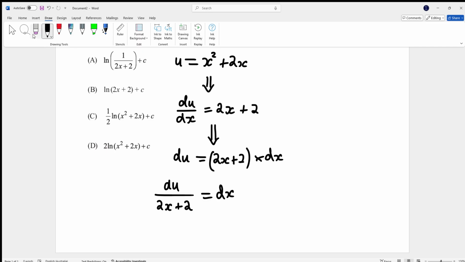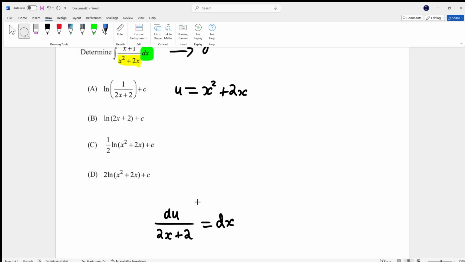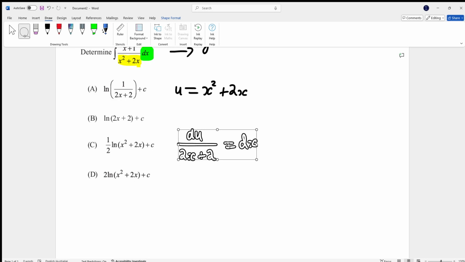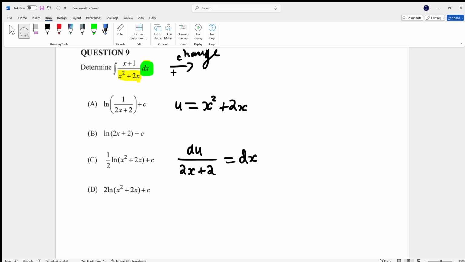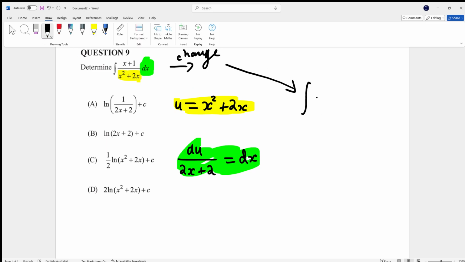Perfect. Now, I'm going to get rid of this stuff here because I'm going to run out of room otherwise, and I'm going to move that up there. Now, if we're going to do our substitution, we're going to replace this for the green bit there, and we're going to replace this for the yellow bit there, and just watch what happens. So if we physically replace that into this integral, you'll have the integral of x plus 1 on the top still, over u, then you'll have du over 2x plus 2.